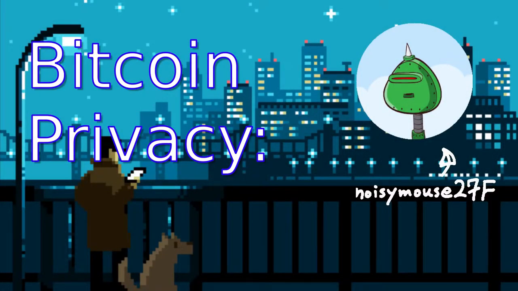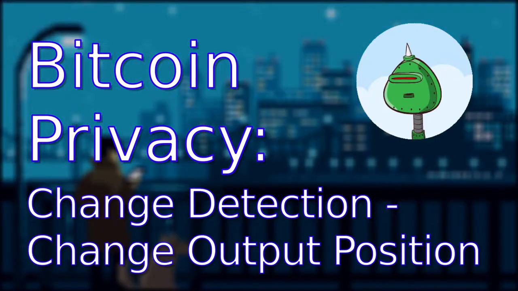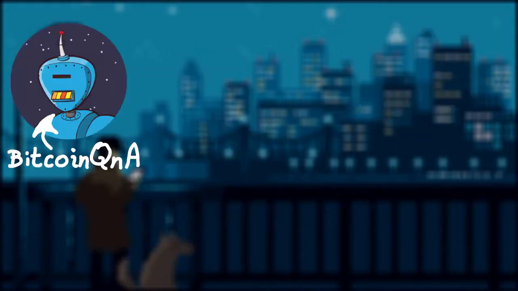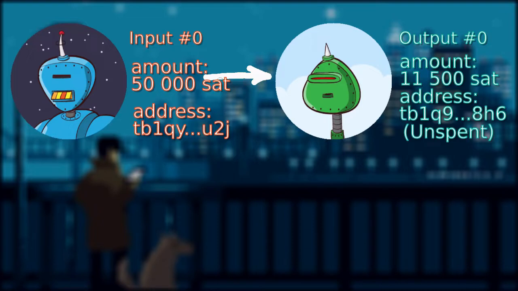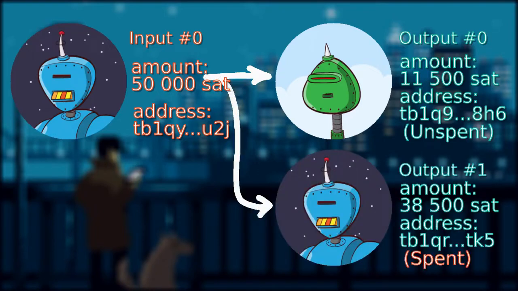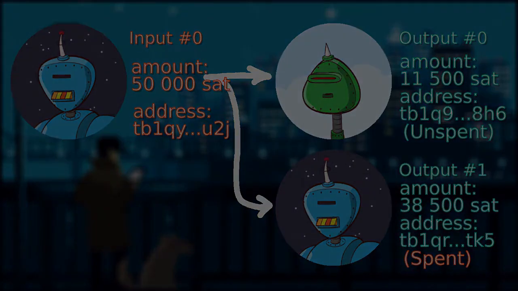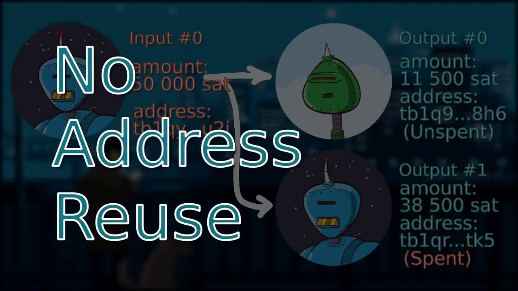In this video, we'll be looking into the importance of change output precision. Before we dive straight into the topic itself, let's start with our previous example, where Bitcoin Q&A takes his 50k sat UTXO, uses 11,500 sat as payment to me, and sends the remaining as change output back to himself on a different address. By using a different address for every transaction, an outside observer will have a harder time identifying the entities in those transactions.